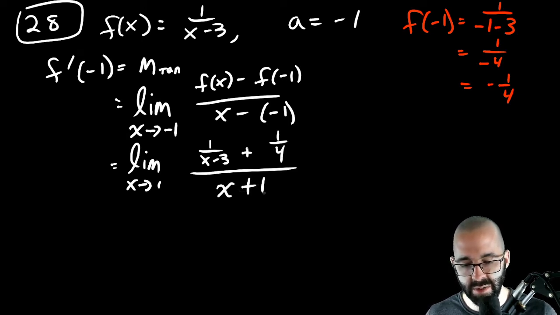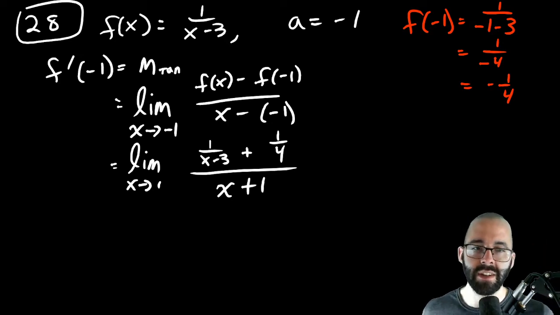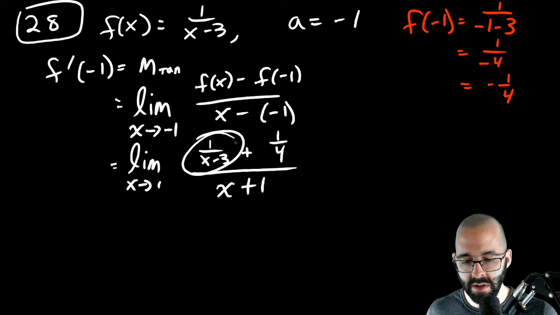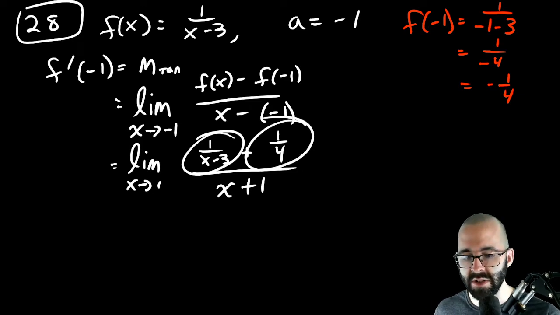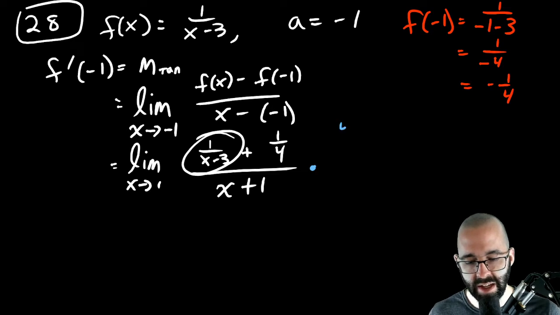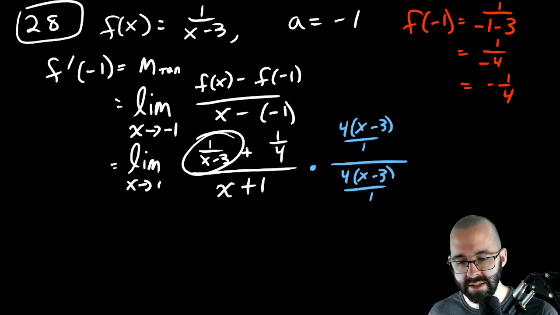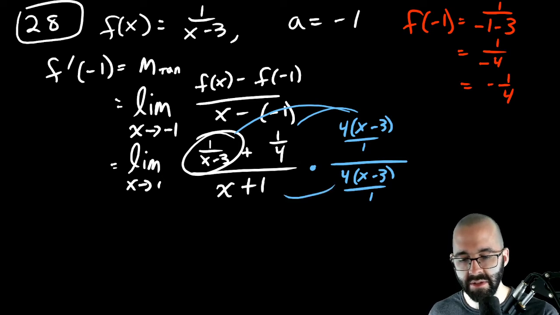Same with the denominator. This becomes x plus 1. And again, we have complex fractions. Little fractions inside of big fractions. We simplify complex fractions by multiplying by the LCD, 4 times x minus 3, divided by 4 times x minus 3. Let's distribute. On the bottom, we're just going to leave it factored.